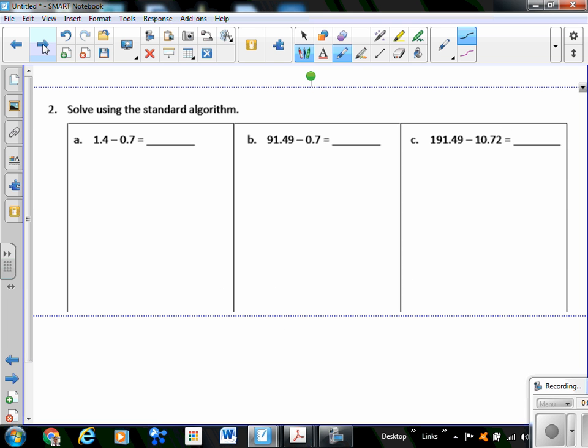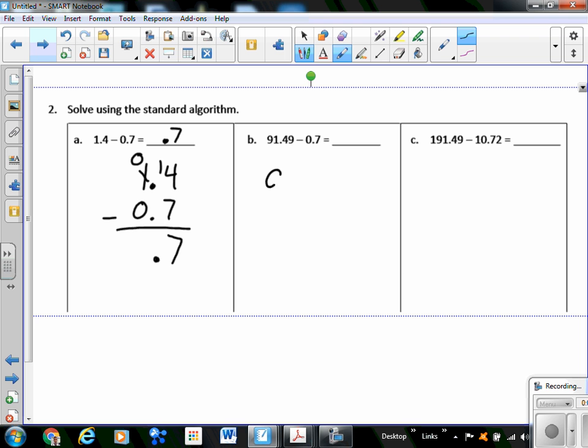Next one, we're going to subtract 1 4/10 minus 7/10. Line up your decimal points and subtract. We cannot take 4, borrow from that 1, becomes a 0. Make that a 14, take away 7 is 7. Decimal point comes down, put it on the line, 7/10.